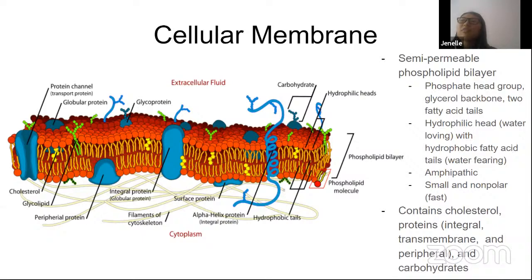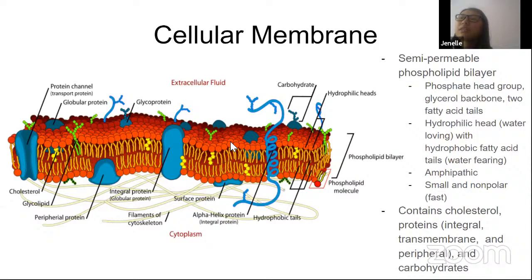The phospholipid bilayer, because of the bi, has two phospholipid layers, and each phospholipid has a phosphate head group, like the red dot you can see on the top, and also two fatty acid tails right under it, the two yellow-orange colored lines underneath the red head. These are connected by a glycerol backbone to keep the whole structure connected.